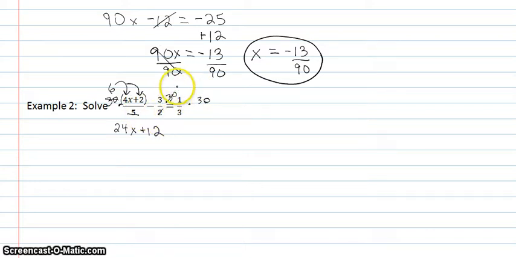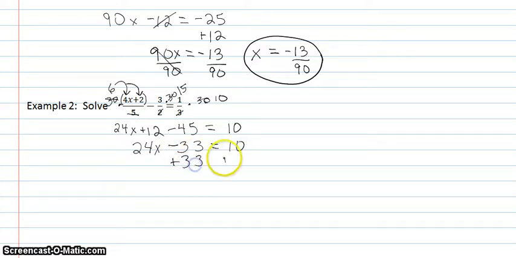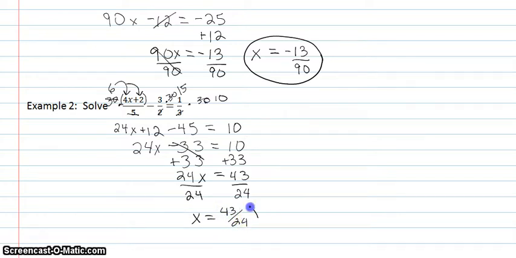Then I'll reduce here. 30 divided by 2 is 15. So 15 times a negative 3 is a negative 45. And then 30 divided by 3 is 10. So that's going to just be a 10. I'm going to go ahead and put the 12 and negative 45 together. So that's going to give me 33. It's going to be negative because the 45 is bigger than 12. 24x minus 33 equals 10. I'm going to add the 33 to move it to the other side. So 43 equals 24x. Then I'll just divide both sides by 24. So x equals 43 over 24, and that is our answer.